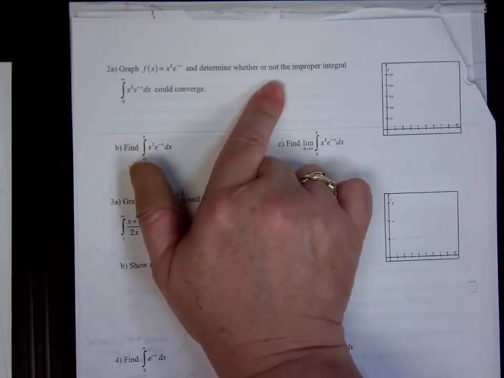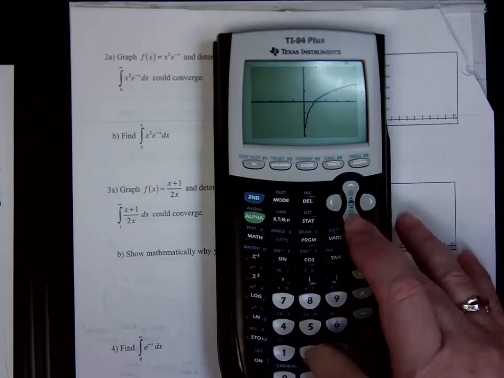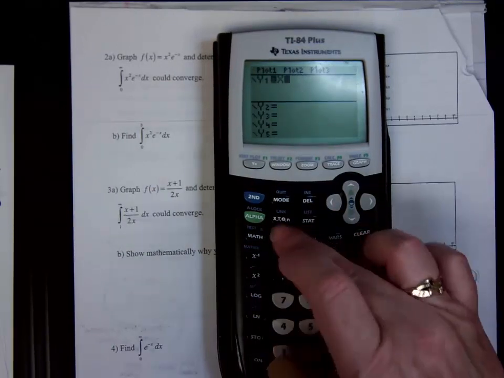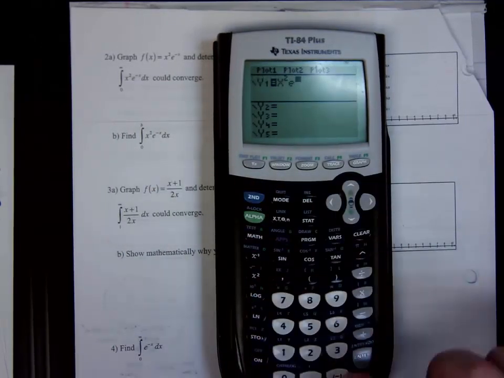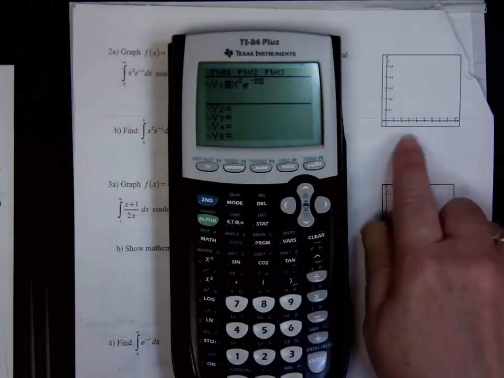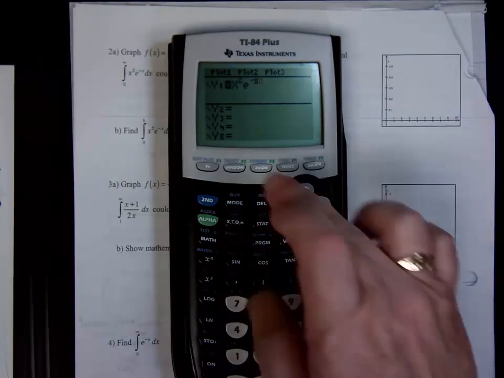So we're going to go to the y equals. We're going to type in, oops, clear that out, x squared e to the negative x. And set the window the way it is right here. It's 0 to 10 on the x. So we go to window, 0 to 10.